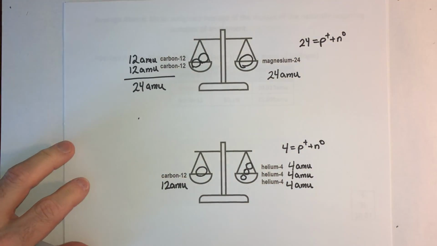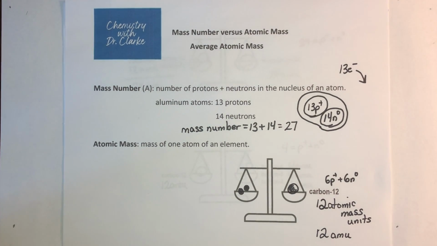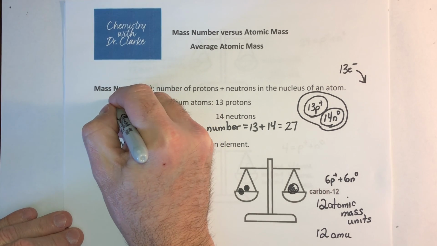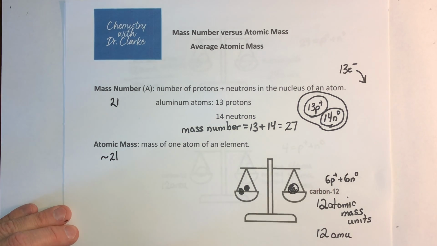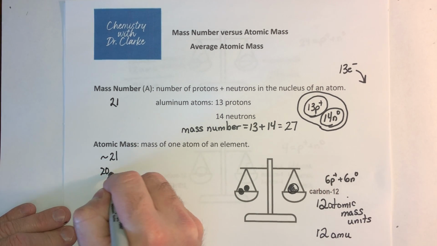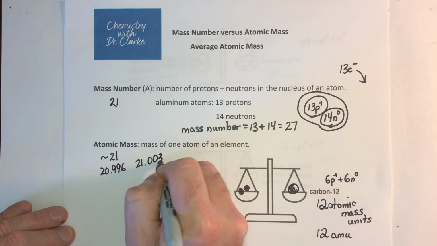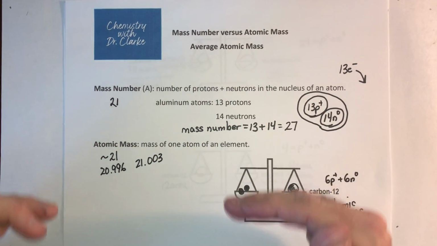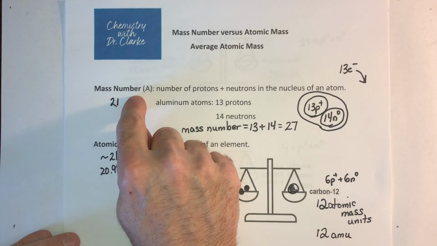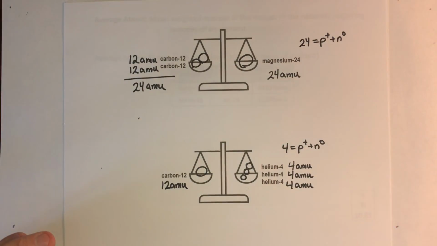Okay? And that's part of the reason why these are a little confusing, because your mass number and atomic mass tend to be pretty close together, right? If your mass number is, say, 21, then your atomic mass is going to be pretty close to 21, right? It could be like 20.996. It could be 21.003, right? But it'll be close. The biggest thing here is to keep the two of them separate in your mind. Mass number is counting. Atomic mass is weighing. Okay.